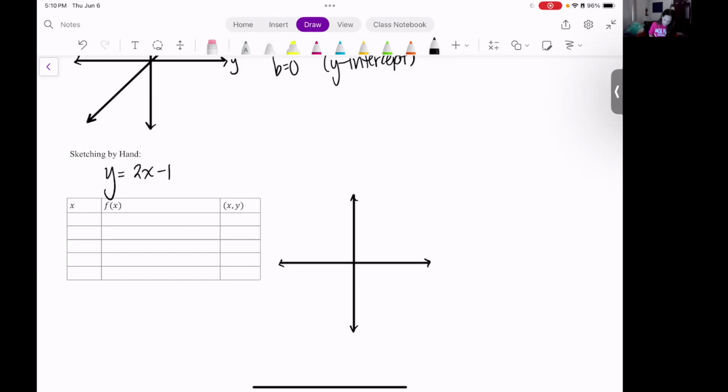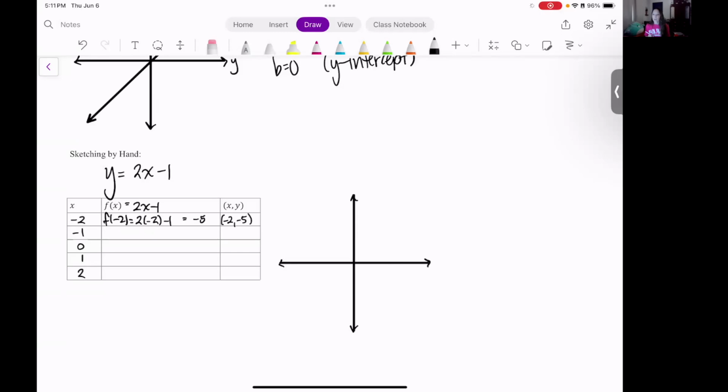But let's say I pick some x values. I'll do -2, -1, 0, 1, and 2. And then in the middle is where I actually do the calculations. So I'm going to find that f of -2, I'm going to evaluate that. That means that x is -2. So I take 2 times -2 minus 1. 2 times -2 is -4. -4 minus 1 is -5. And that gives me the ordered pair -2, -5.